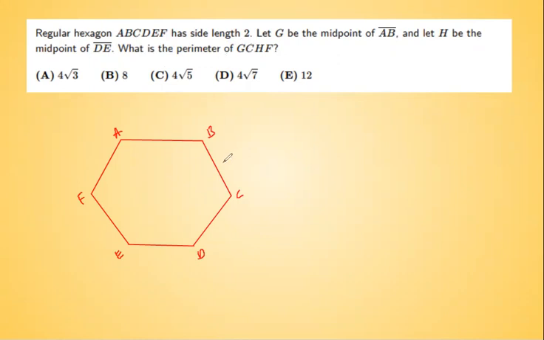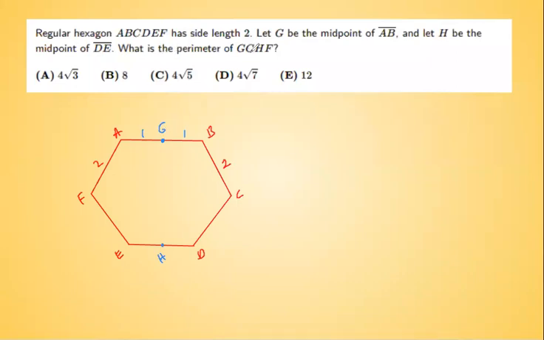Okay, so we are told each side is 2, so let's write these as 2 as well. And G is the midpoint of AB, so I'll take the midpoint of AB. That's my G, so that's 1 and 1. And H is the midpoint of DE. So this is my H, the midpoint of that. Maybe I should label this, and that was my point G.